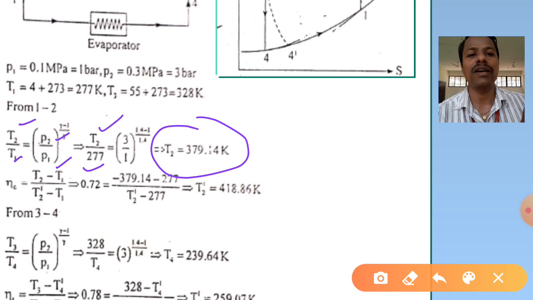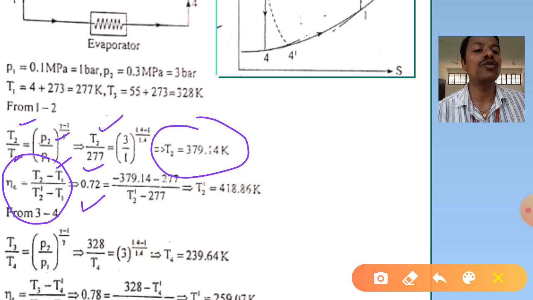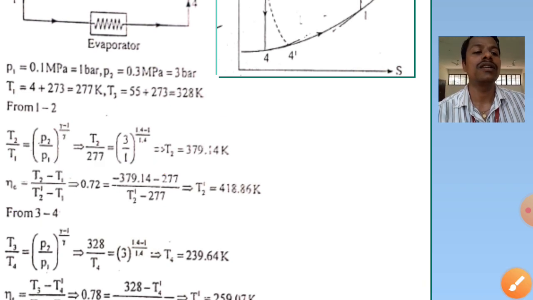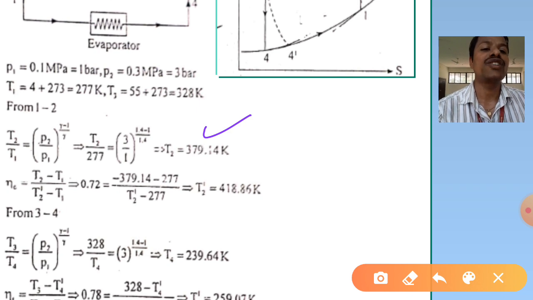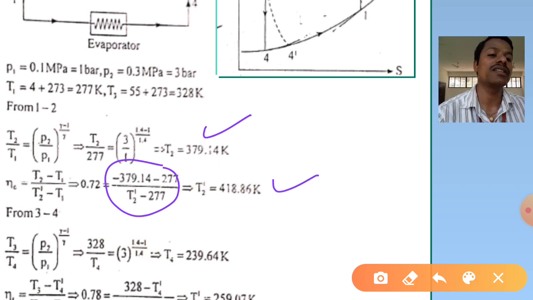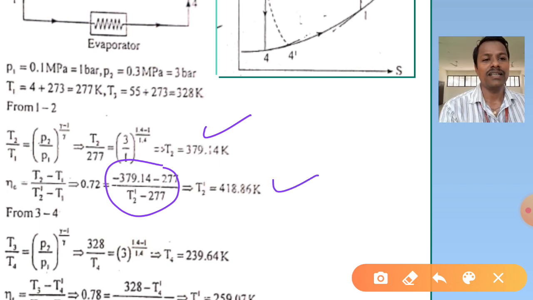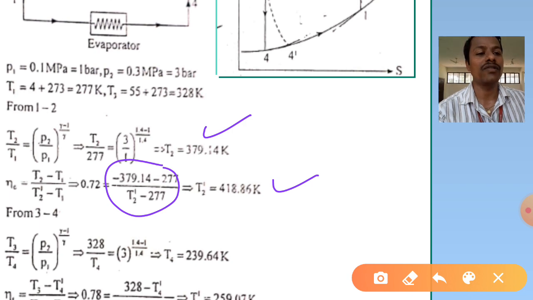As per our discussion on the compressor efficiency, eta C is given by T2 minus T1 divided by T2 dash minus T1. Compressor efficiency is given as 72%. So, 0.72 is equal to, I will substitute what we have just now obtained, 379.14 minus T1, and from this expression I will be able to calculate T2 dash as 418.8 Kelvin. This is the T2 dash value, the actual value.